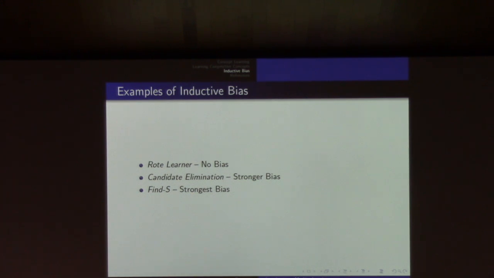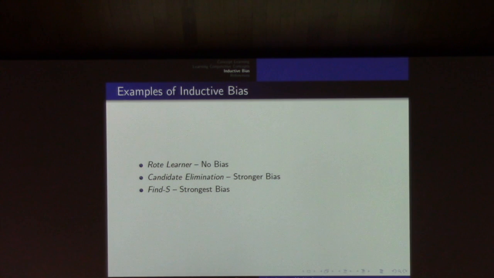So we have seen a few algorithms, right? We have seen find S, we have seen candidate elimination, and then the example that I was trying to convey was this, what we call rote learning. Rote learning means that you can make a prediction on what you have seen exactly in the past and nothing else, because you have no bias in your mind, right?